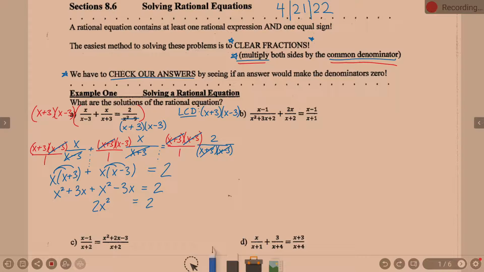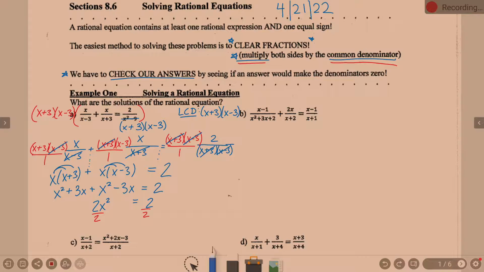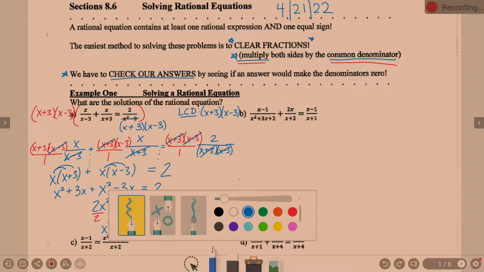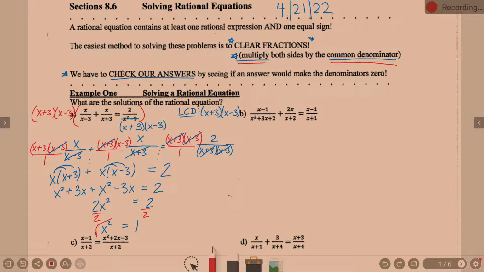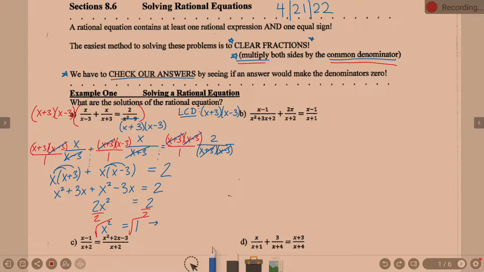How do I solve? All right, since it's 2x squared equals a number, we're going to divide by 2. We divide by 2, we're going to have the statement left of x squared equals 1. What is that last step? Square root, right? When you have x squared equals a number, to get x squared to become x, we take the square root. If you take the square root of one side, take the square root of the other side. So the square root of x squared is x.